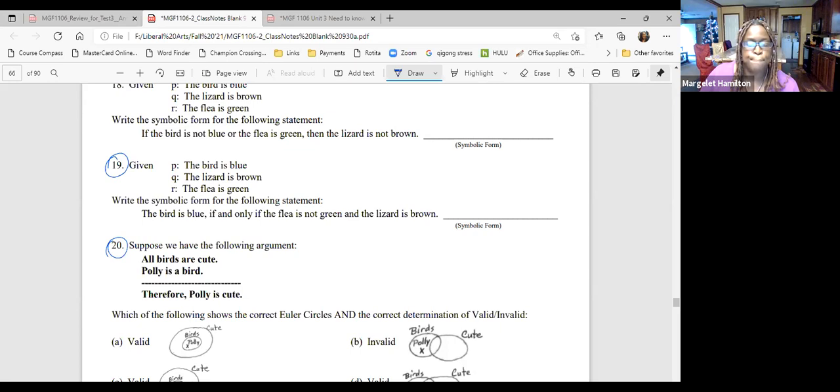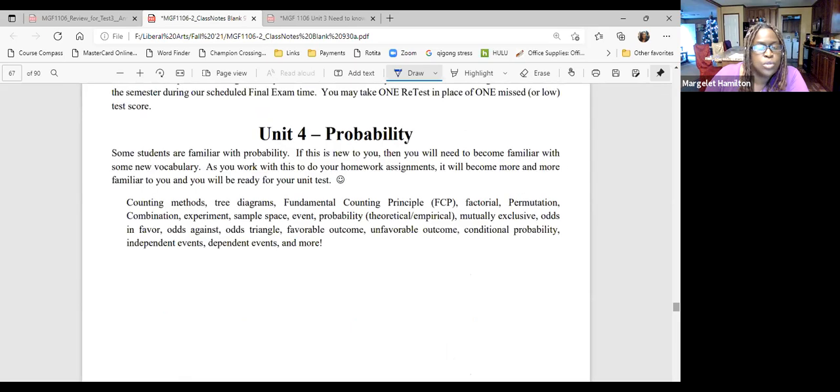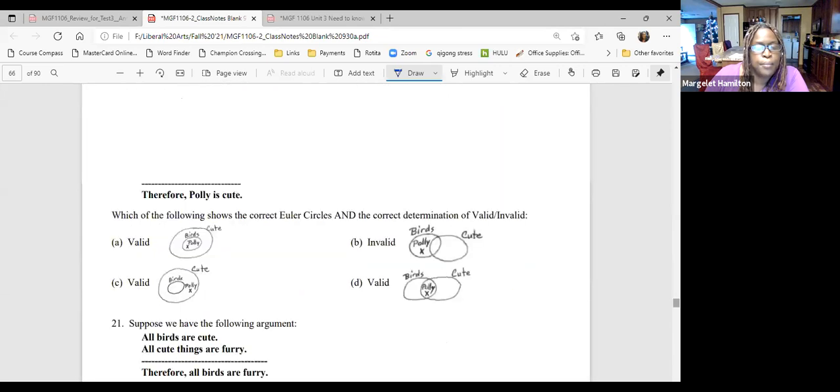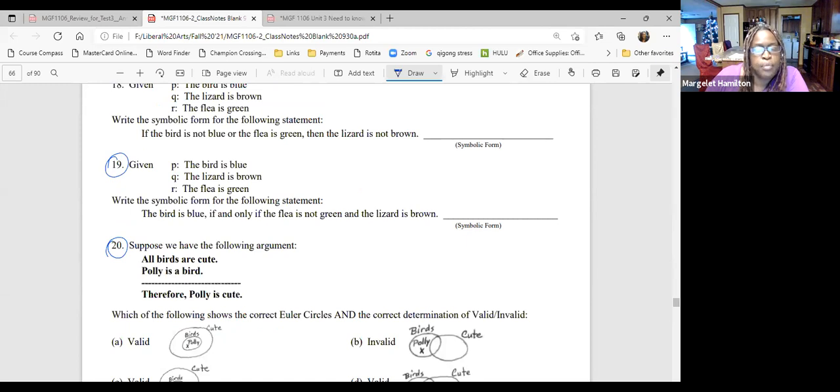Oh, good, we did make it. All right, we should be there with our symbolic form for number 19. All right, does anybody want to give it a try?